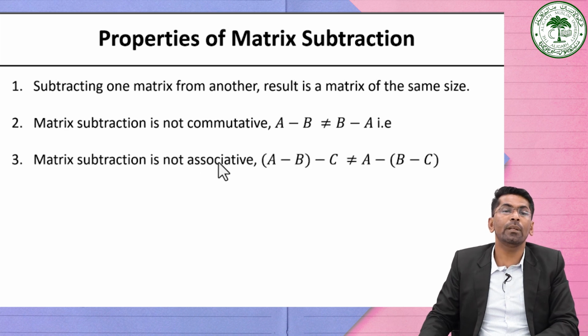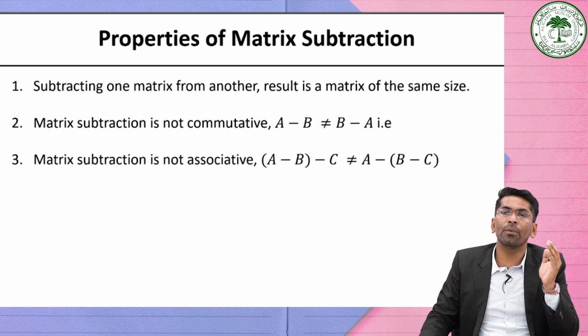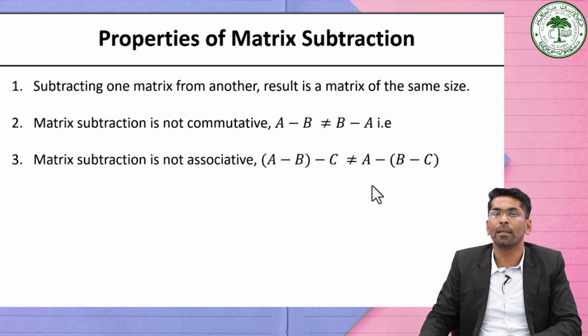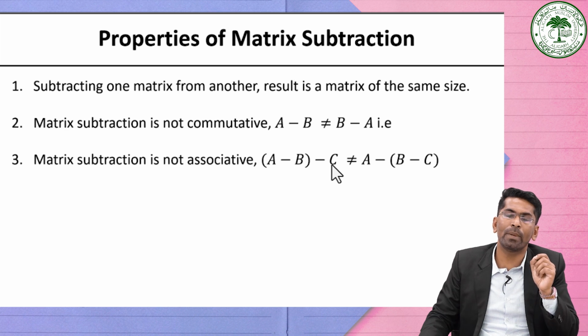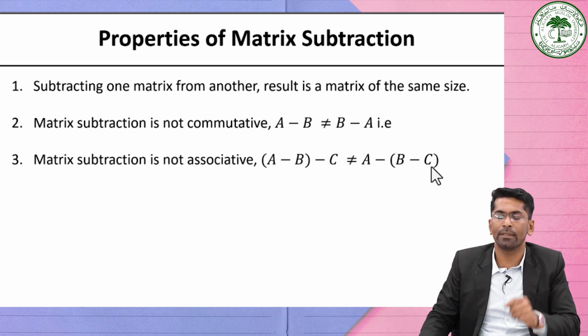Similarly, matrix subtraction is not associative, meaning that the way we group the subtraction of three matrices does affect the result. If you change the way you group the matrices, it will also change the result. So if we have three given matrices A, B and C, then (A minus B) minus C is not equal to A minus (B minus C).